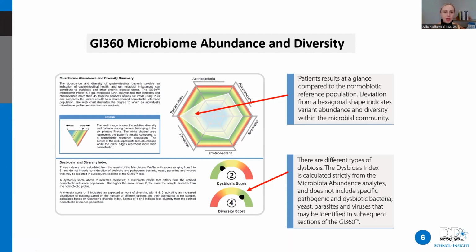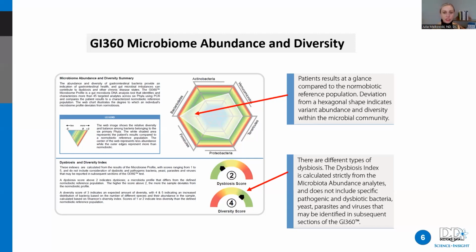We're talking about IBS, IBD, obesity. We do not want dysbiosis. Dysbiosis is associated with adverse health outcomes. So the healthy score here would be 1 and 2, 3 is moderate, and then 4 and 5 are dysbiotic.